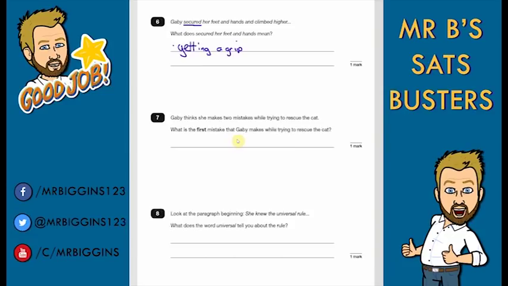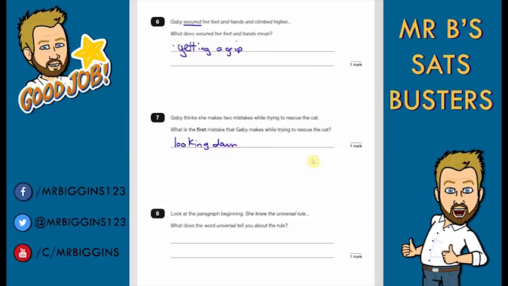Question 7 says, Gabby thinks she makes 2 mistakes while trying to rescue the cat. What is the first mistake Gabby makes while trying to rescue the cat? Now, this one's quite easy for us if we use our heads and look at the text. If we look down at the bottom of page 4, it says, you aren't the only one who can climb, but then she looked down, mistake number 1. So it actually tells us mistake number 1 was looking down. Nice, easy one for us.